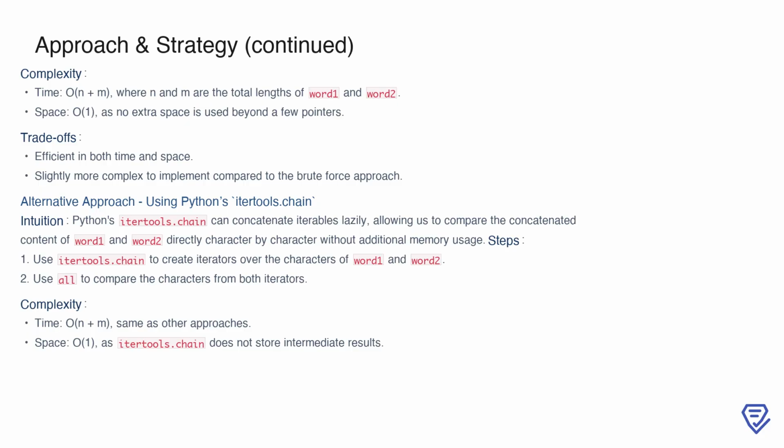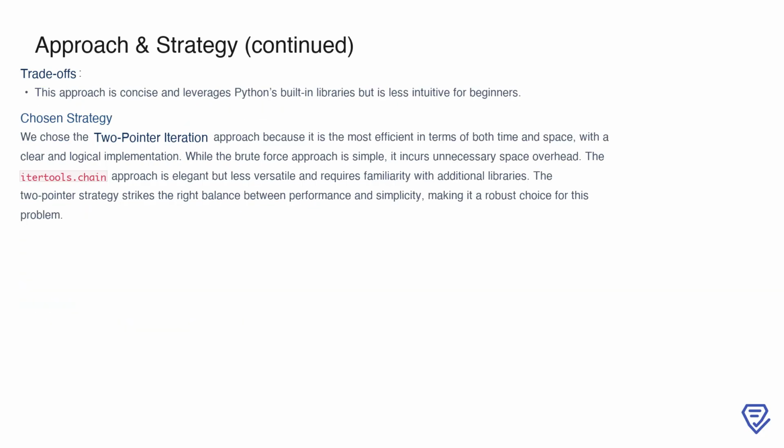to the two-pointer strategy. Among the approaches discussed, the two-pointer iteration method stands out as the best choice. It combines efficiency in both time and space with a clear, logical implementation. Although the brute force method is simpler, it incurs significant memory overhead due to the concatenated strings, limiting its scalability. On the other hand, the itertools.chain approach is elegant and concise but requires a good understanding of Python's libraries, which might make it less accessible for some users.